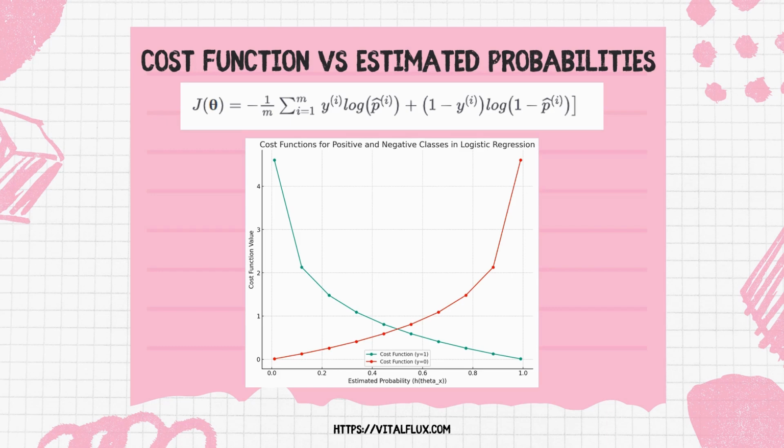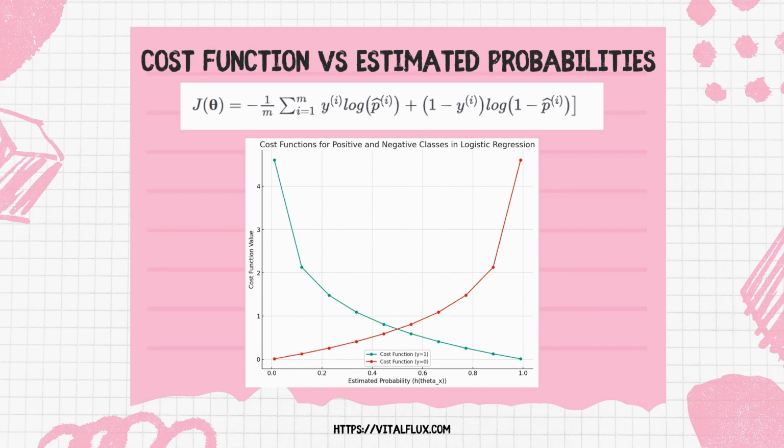If you see, the x-axis of this plot is the estimated probability of the positive class. Note, it is the positive class. The y-axis is the value of the cost function. Now on this plot, you see there is a green curve and a red curve. The green curve represents the cost function for the positive class, and we'll understand it in a better manner in a moment. And the red curve represents the cost function curve for the negative class.